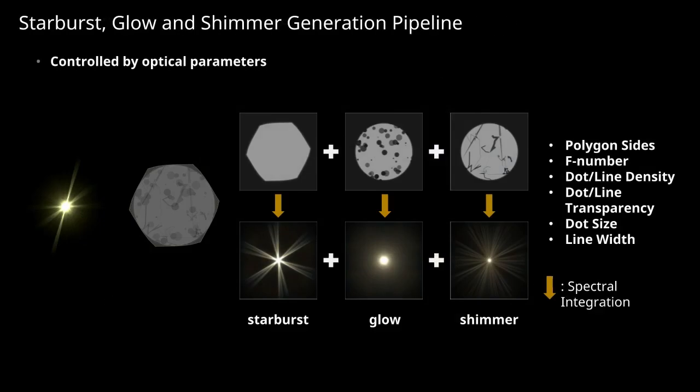The glare pattern is composed of starburst, glow, shimmer, and streaks. For starburst, glow, and shimmer, each is controlled by optical parameters such as polygon size, f-number, and dot or line density. Random dots and lines simulate lens dust and scratches to simulate glow and shimmer, while spectral integration produces smooth color transitions caused by chromatic aberration. This physically based pipeline enables flexible and diverse glare synthesis that matches real optical behavior.